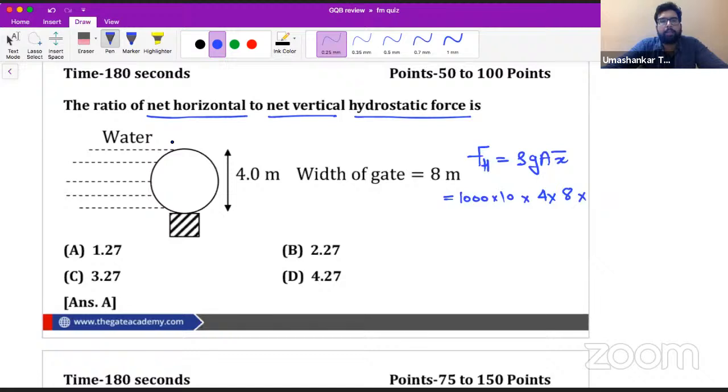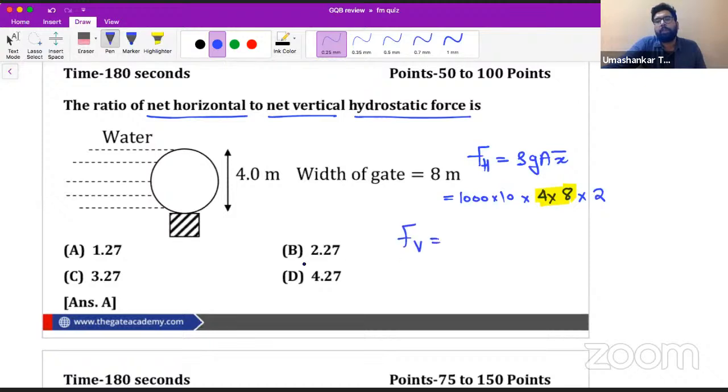And what is this x bar, my dear? x bar is the distance of the centroid of the vertical plate from the free surface. Normally students make a mistake here. They consider the area of the semicircle or the circle as a whole, but we do not have to do it. So x bar will be 4 into, that is 2. So this will be your FH.